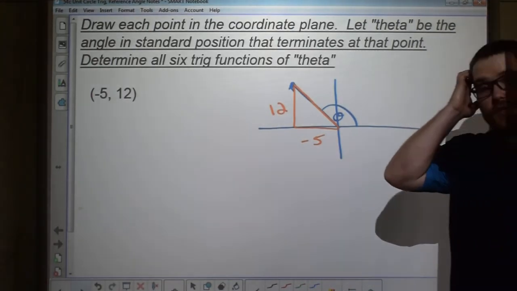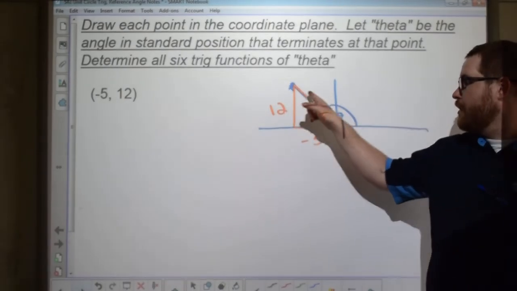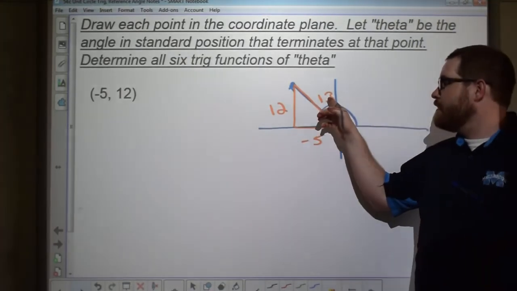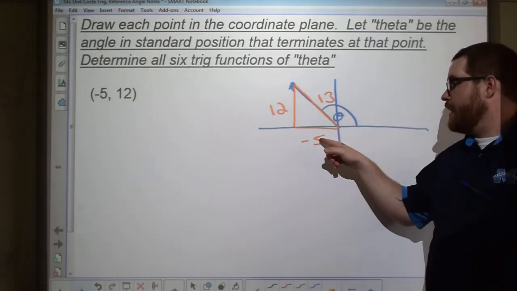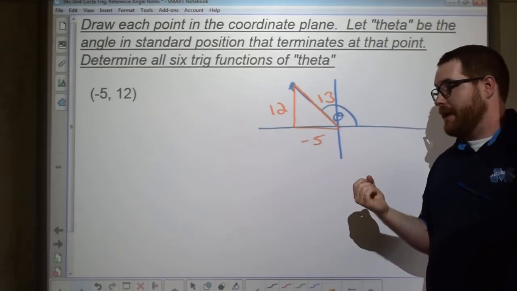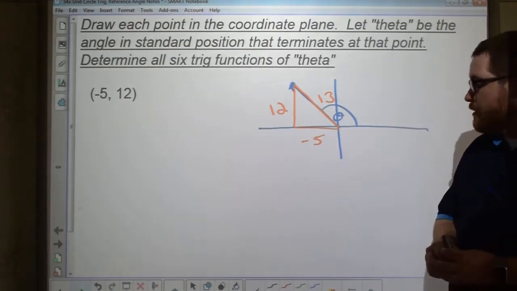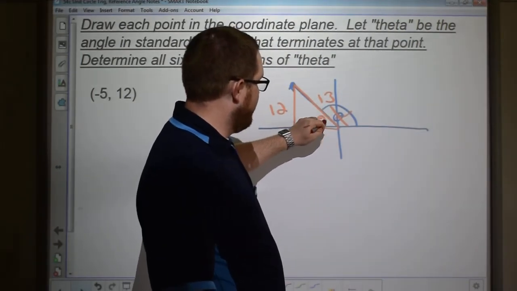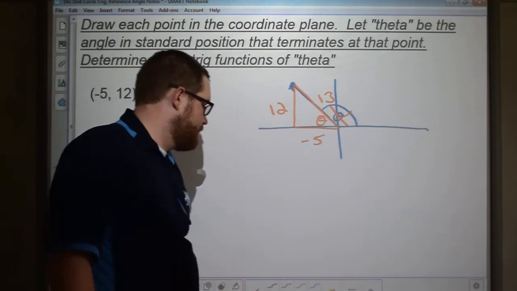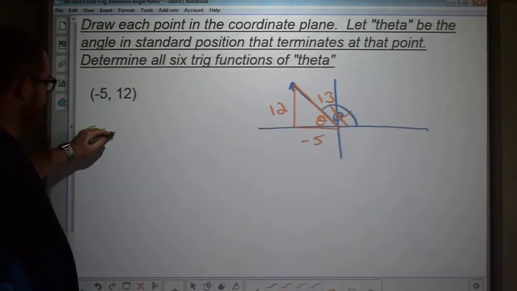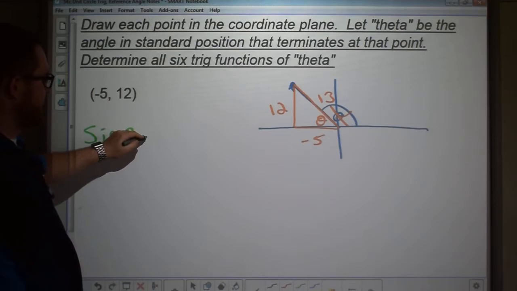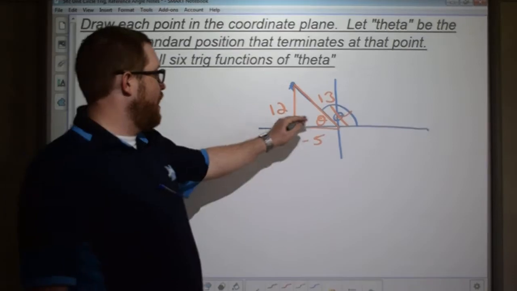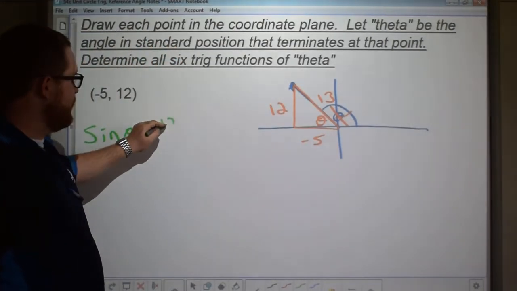I need to know the third side of the triangle, so I'm going to do a squared plus b squared equals c squared, and I'll save you guys some time. It's 13. The radius will never be negative, because when I square that number and square that number, it's positive, and when I add them together, it's still positive. So now, instead of looking at this angle, I'm going to look at this angle. The sine of theta equals, well, sine is opposite over hypotenuse. Opposite over hypotenuse is 12/13.